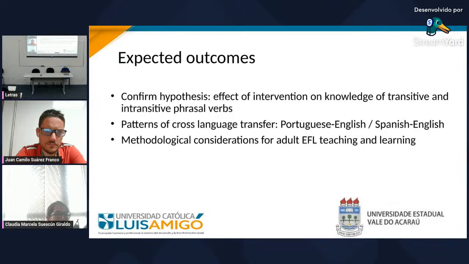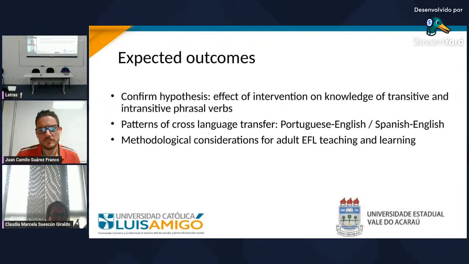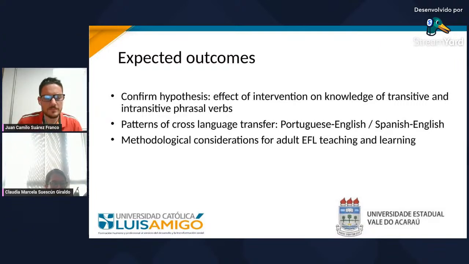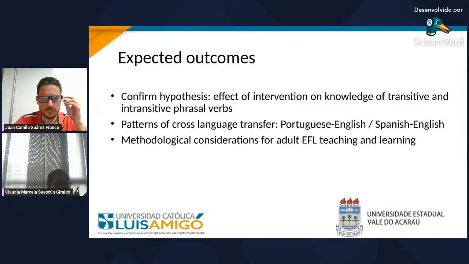Our expected outcomes are, not only to confirm the hypothesis on the effect of the intervention on knowledge of transitive and intransitive phrasal verbs, like the ones Dr. Glenday just showed us, but also to check patterns of cross-language transfer between Portuguese-English and Spanish-English, and to analyze which of the models I told you about before fit best. Do they fit the traditional cross-language transfer that considers only the linguistic patterns being transferred between languages? Or do we need something more?